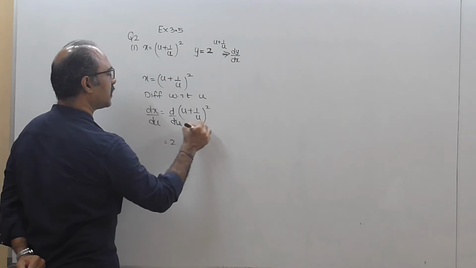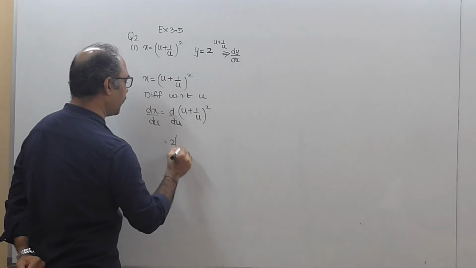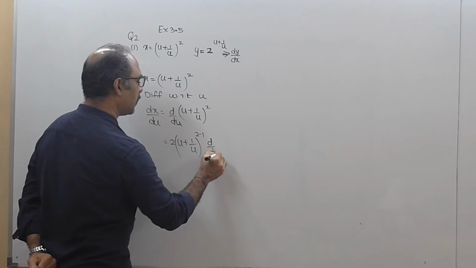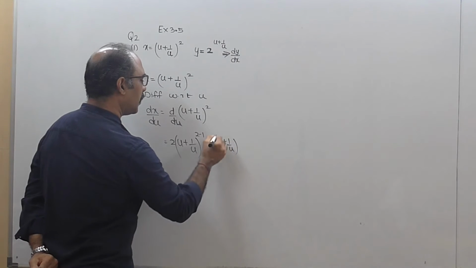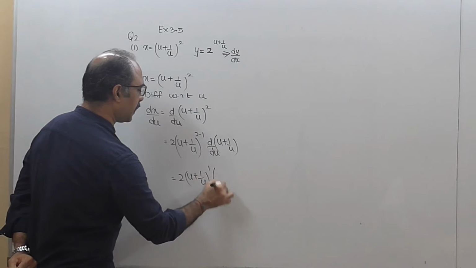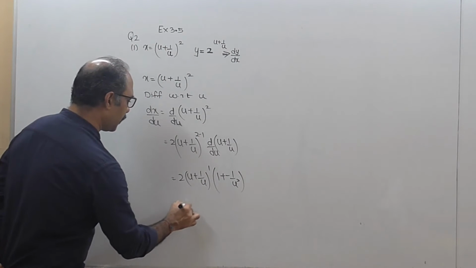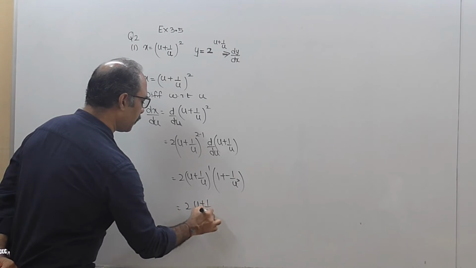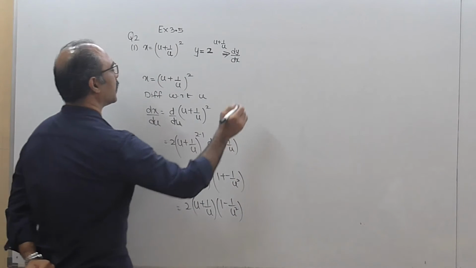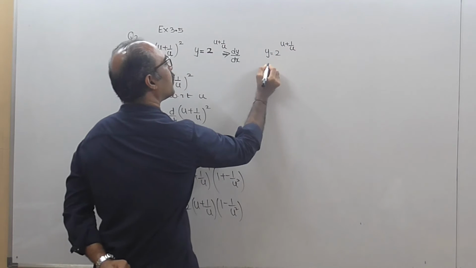That is equal to, this is a power function. Power function means it is in the form of f of x raised to n. Derivative will be n f of x raised to n minus 1 d by du of u plus 1 upon u, that is 2 u plus 1 upon u raised to 1. Derivative of u is 1. Derivative of 1 upon u is minus 1 upon u square. So we get the answer as 2 u plus 1 upon u, and this is 1 minus 1 upon u square. Next is y equal to 2 raised to u plus 1 upon u.